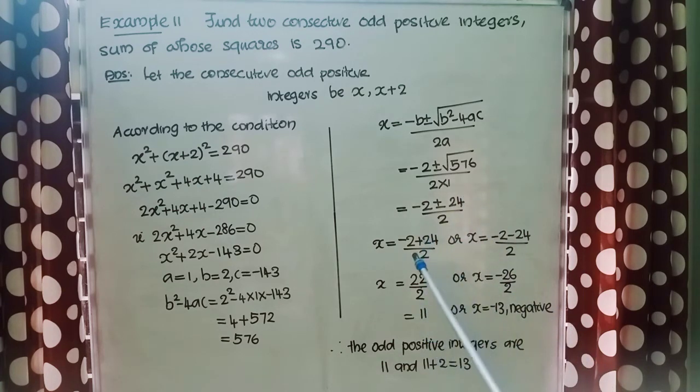Let us split it. We get x equal to minus 2 plus 24 by 2 or x equal to minus 2 minus 24 by 2. So we get x equal to 22 by 2, that is equal to 11, or x equal to minus 26 by 2, that is equal to minus 13. That is a negative number, we are not considering. So we can take x equal to 11. Therefore the odd positive integers are 11 and 11 plus 2, 13.